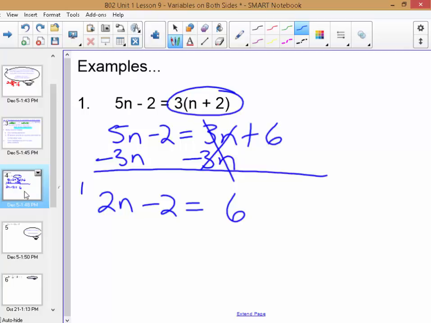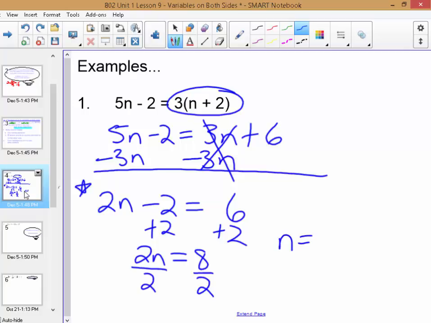And now look at this. Now you're back to a regular two-step equation like you should know how to solve at this point. You cover up the 2n, you add 2 to both sides, you have 2n equals 8. And then your last step to get n by itself, you divide by 2 on both sides, and you get an answer of n equals 4.